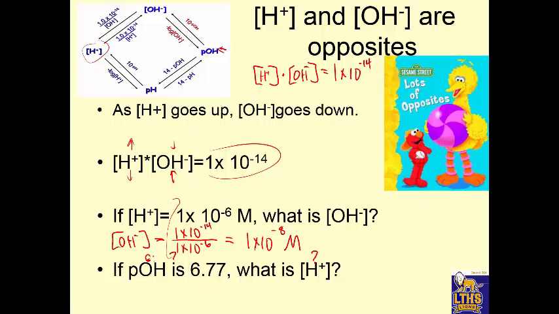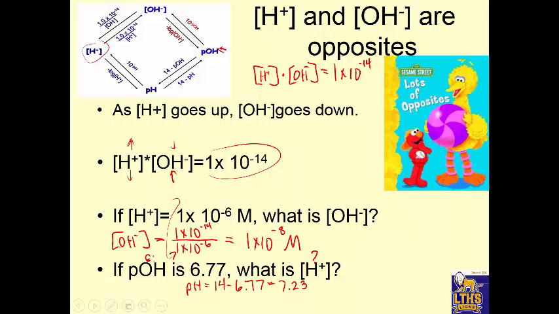Now you can pick either direction. I picked the direction I'm going, down and over, because I like the number 14. So first I'm going to find pH by saying 14 minus 6.77 is 7.23. So the pH is 7.23.